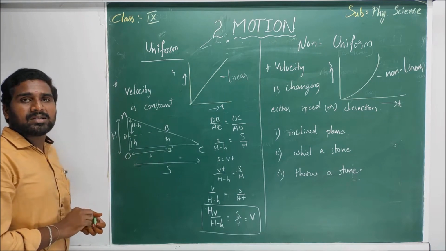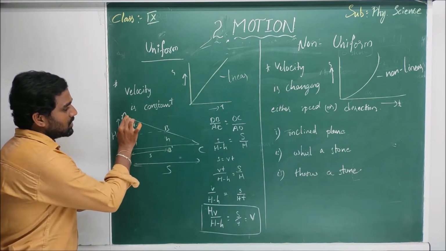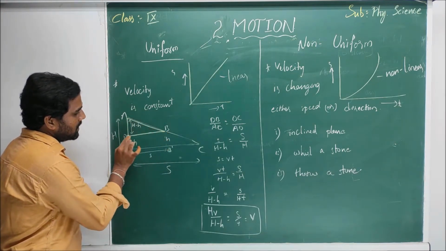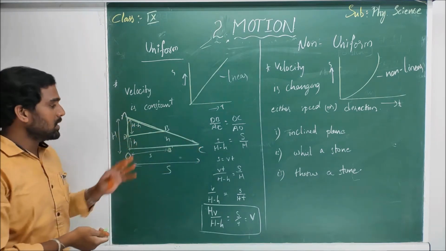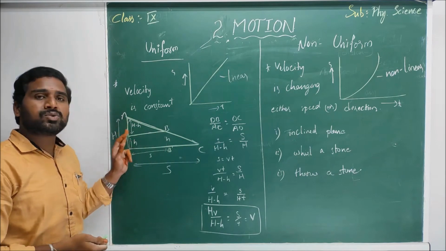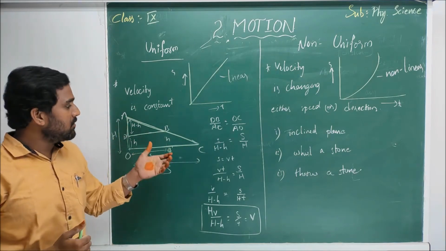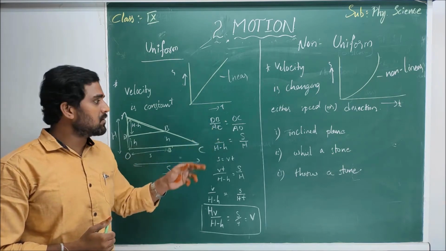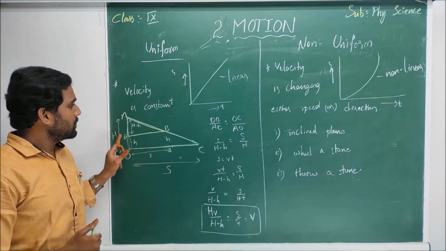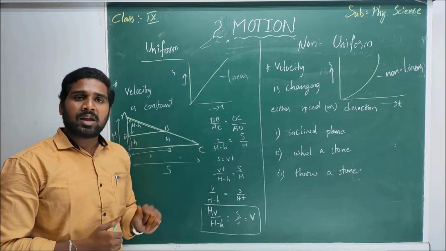Here we can observe two similar triangles. What are those? A, B, D and the other one is A, C, O. A, B, D and A, C, O. These two are similar triangles. And where we have two similar triangles, the ratios of sides are equal. So DB by AD equals OC by AO.